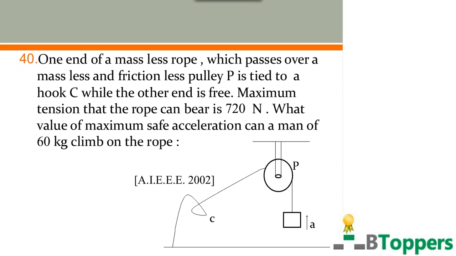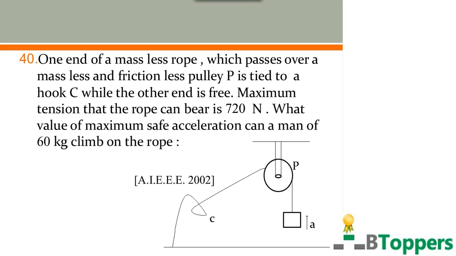Look at question number 40. One end of a massless rope which passes over a massless and frictionless pulley P is tied to a hook C, while the other end is free. The maximum tension that the rope can bear is 720 Newton. What value of maximum safe acceleration can a man of mass 60 kg climb on the rope?